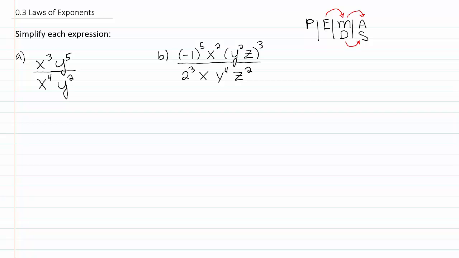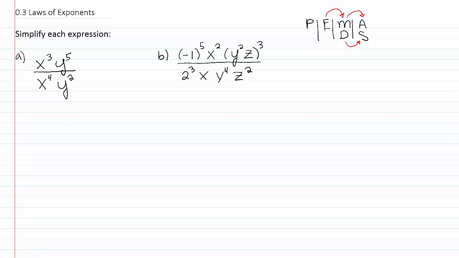In this video, we're using the law of exponents to simplify each expression. Looking at expression A, I can see that they're dividing x to the third times y to the fifth by x to the fourth times y to the second. So I see that the problem involves division, and we have common bases here for the term.